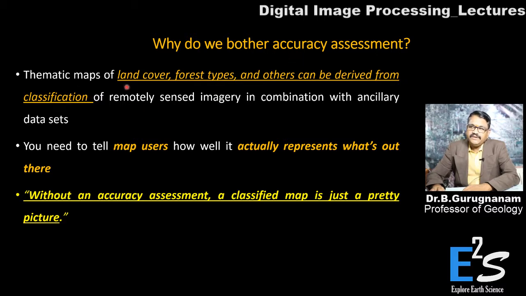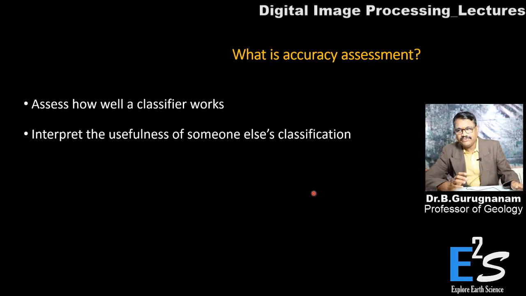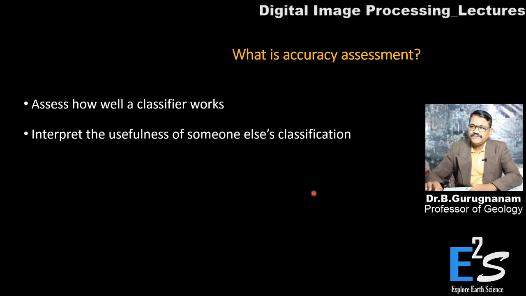And why do we bother about accuracy? Because thematic maps that we are preparing on land cover, forest type and others can be derived from classification by using satellite data in combination with other data sets. We need to tell map users how well it actually represents what is out there. Without an accuracy assessment, this is not possible. A classified map is just a pretty picture. If you are not justifying the percentage of accuracy, otherwise you cannot be able to use it.